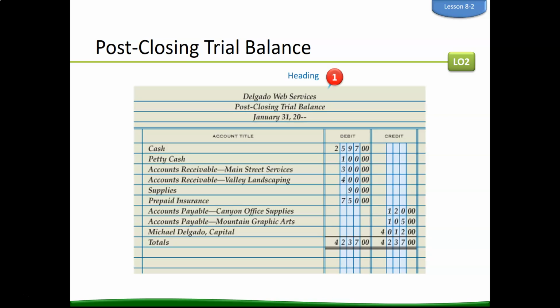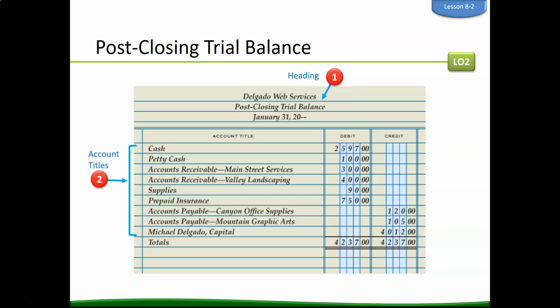When you prepare your post-closing trial balance, there are steps. You put the heading in just like normal. You'll put the company name first. You'll say what the document is, as we always do, so this would be Post-Closing Trial Balance. Make sure you capitalize all those. And then you have your date. This is not for the month ended January 31st. This is on the date of January 31st, so you don't have to put the 'for month ended.'